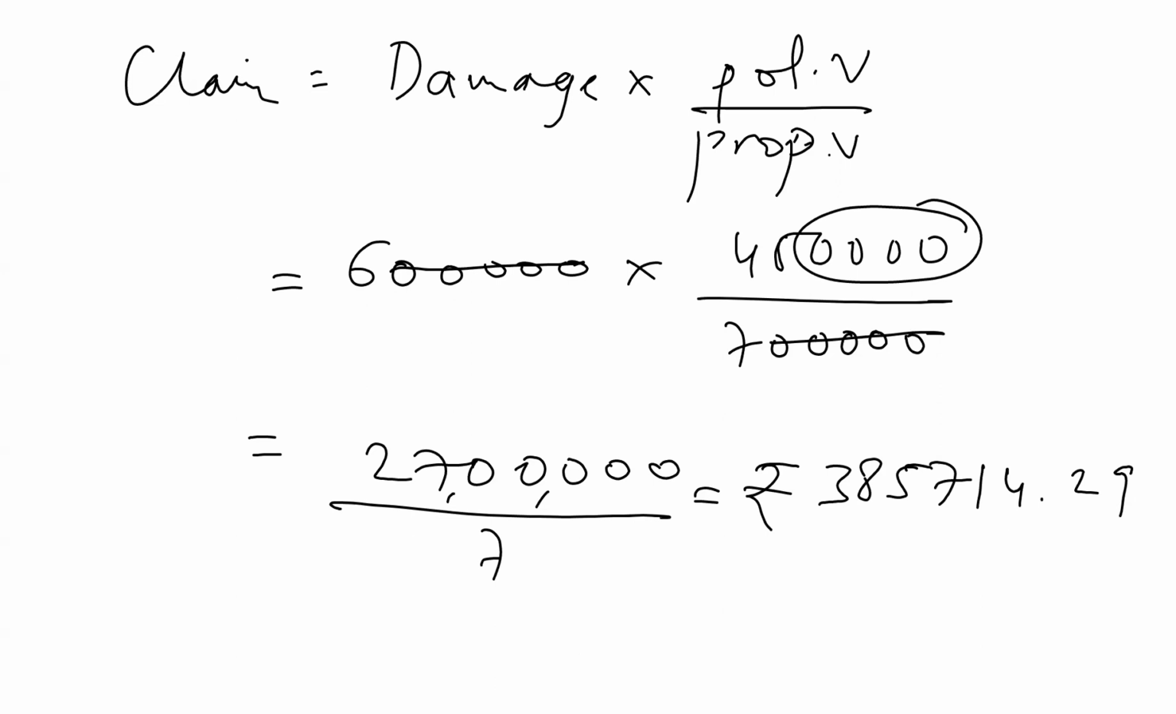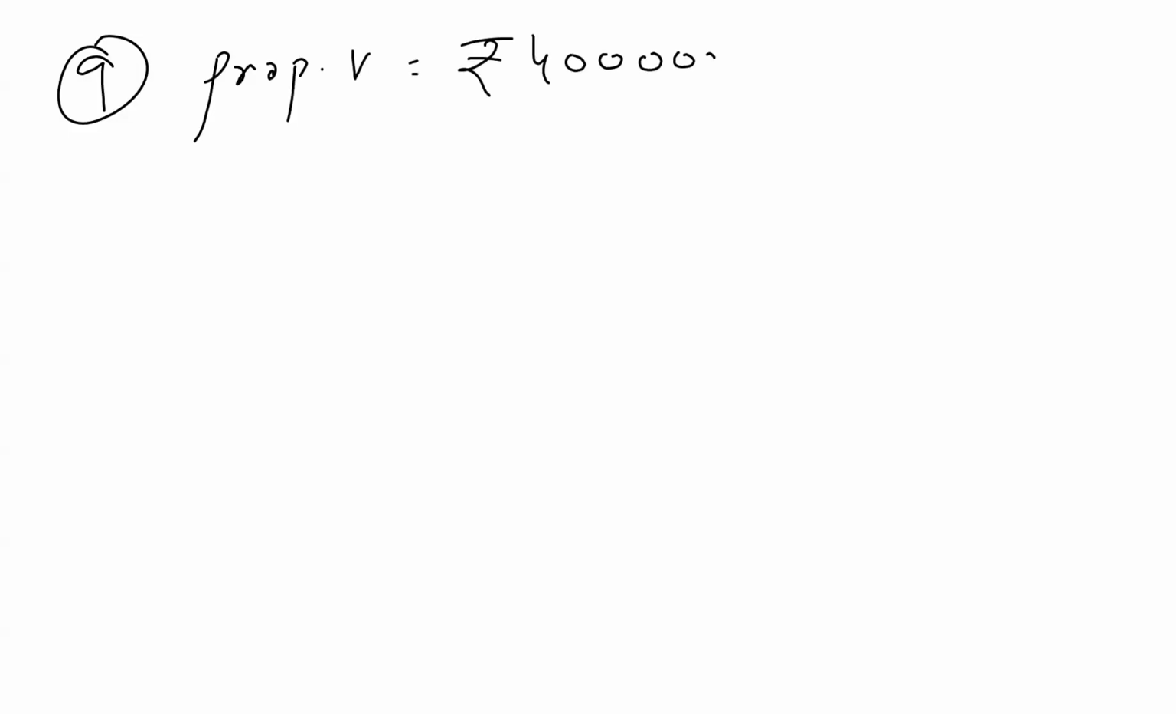Next problem. Let us go to question number 9. Property worth rupees 4 lakh is insured with 3 different companies. Exercise 2.1, question number 9 I am solving right now. So the property is worth rupees 4 lakh. Property value rupees 4 lakh. But now there are 3 different companies. The person is taking this insurance policy with 3 different companies.